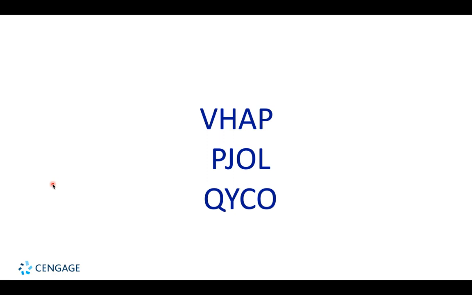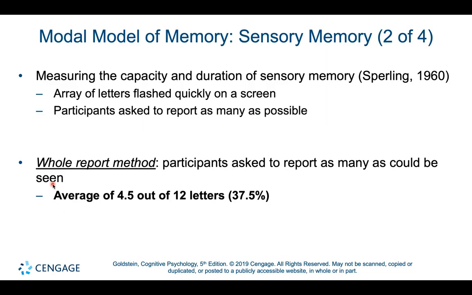So there are 12 letters here. And if you flash them up really quickly like that, people on average will be able to report 4.5 of the 12 letters. So an accuracy, a hit rate, of 37.5%.